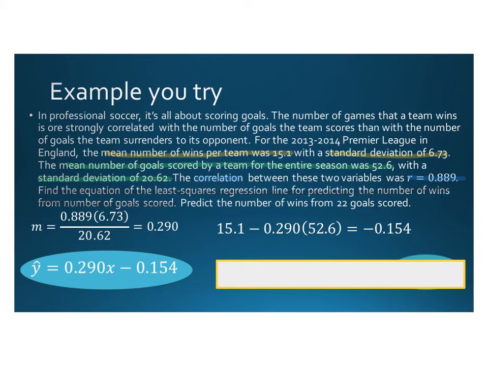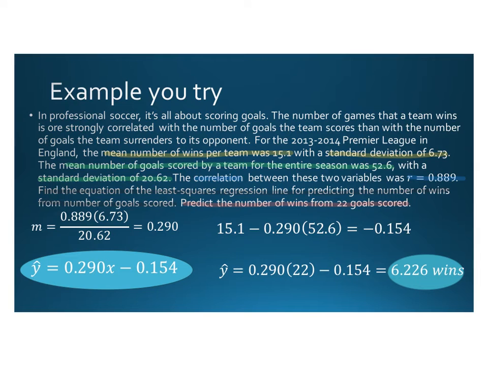As you can see from our regression model, our slope is about 0.290 and our y-intercept is negative 0.154. So therefore our model is y hat equals 0.290x minus 0.154. The second part of our example says we're going to predict the number of wins from 22 goals scored. Try it. Hopefully you found a prediction of 6.226 wins.